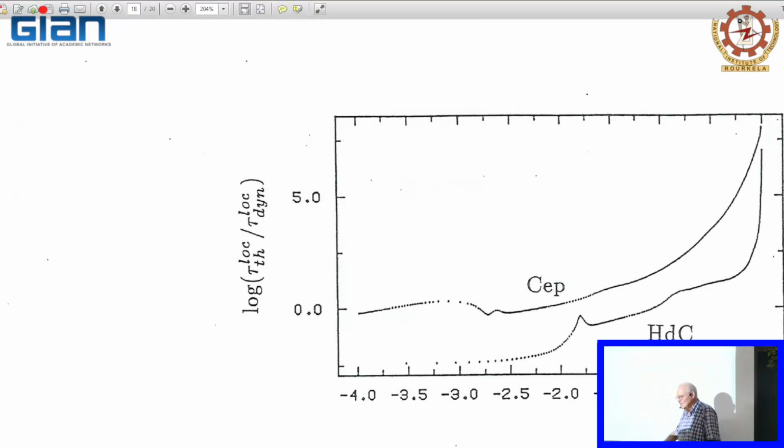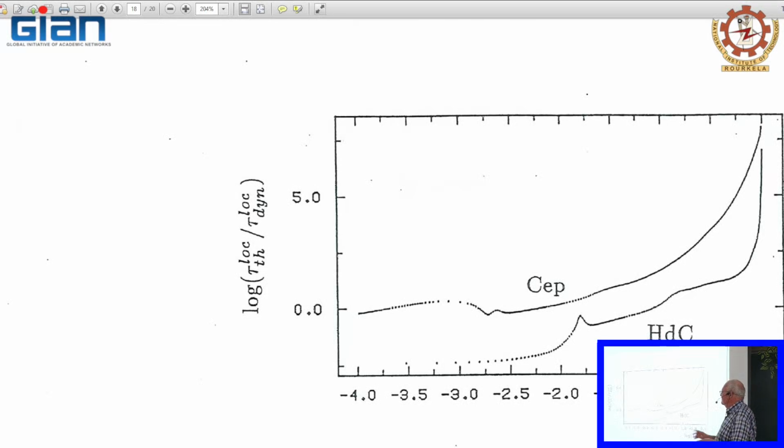But to expand this regime where the ratio of thermal to dynamical timescale is low, we see here close to the surface, this ratio is of order unity for the Cepheid, or it's even below order unity for the hydrogen-deficient carbon star. So in any case, deep inside the star, the thermal timescale to dynamical timescale is large, and close to the surface, it may become of order unity or even less, depending on the stellar model.